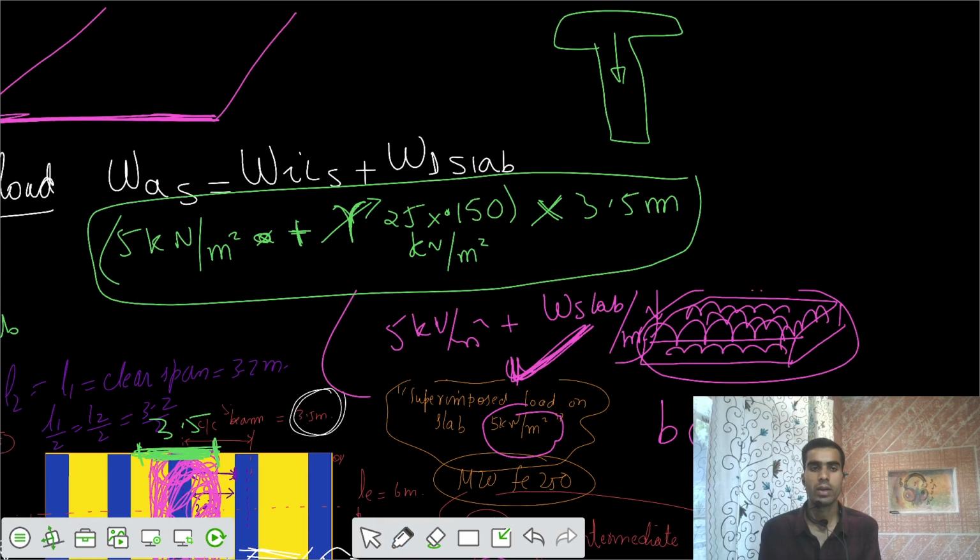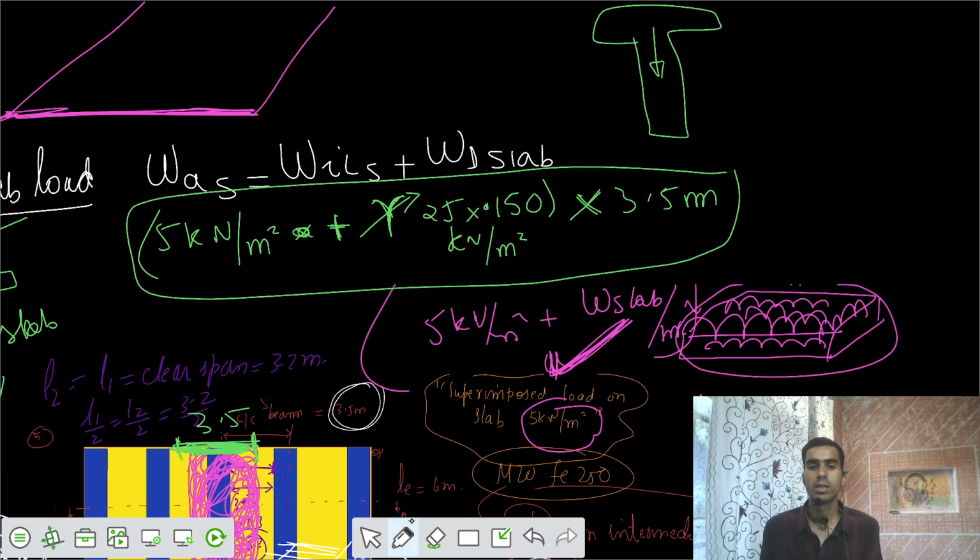So let's calculate that value. 5 plus 25, 5 plus 25 into 0.150. That's 8.75 into 3.5. That is 30.6. So total loads on the slab, that is 30.6250 kilonewton per meter.